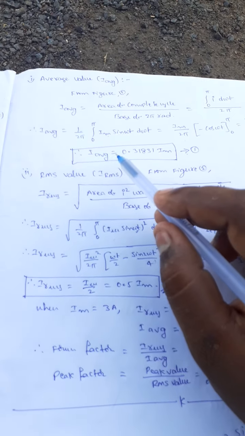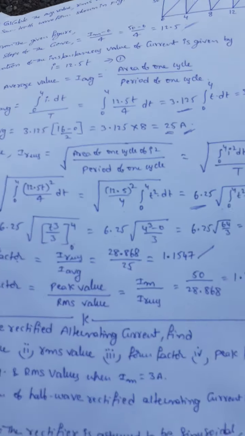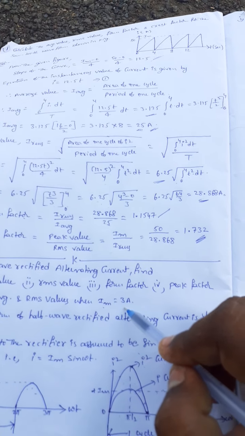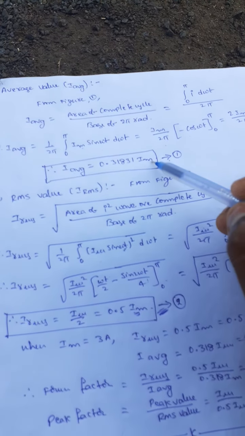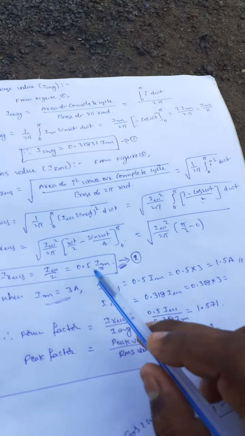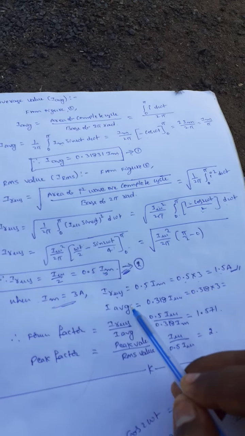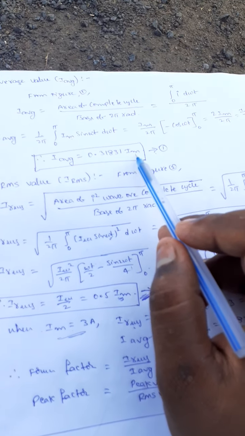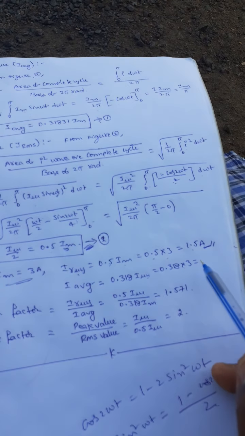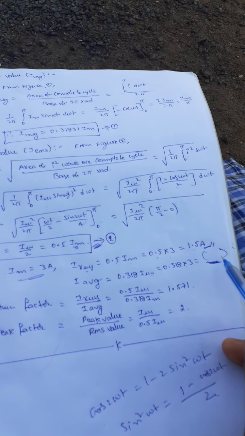Now we have the expressions for I average and IRMS in terms of the maximum current Im. In the problem, we are asked to find the average and RMS values when the maximum current Im is 3 amperes. So we substitute 3 amperes in place of Im. When Im is 3 amperes, IRMS is 0.5 into Im, that is 0.5 into 3, 1.5 amperes. I average is 0.3181 into Im, so 0.318 into 3. Do the calculation and fill it here.